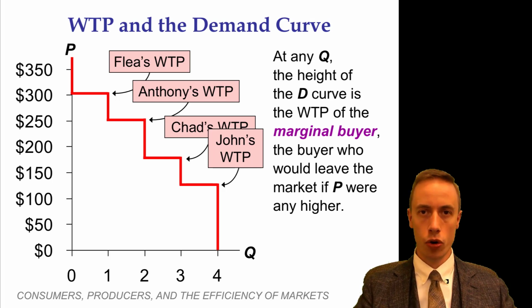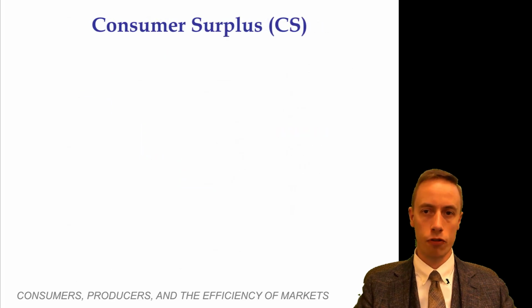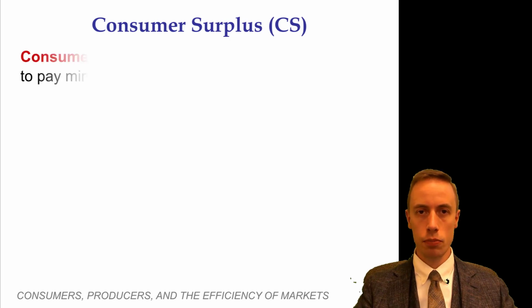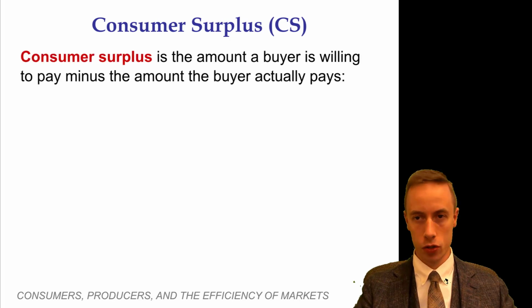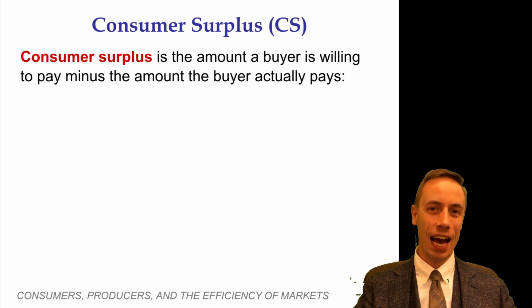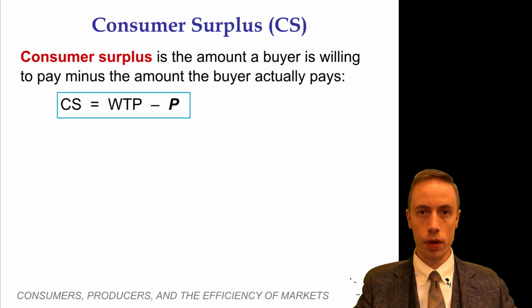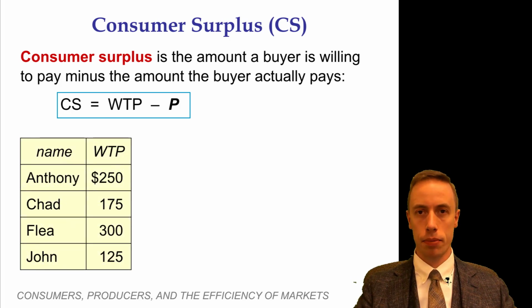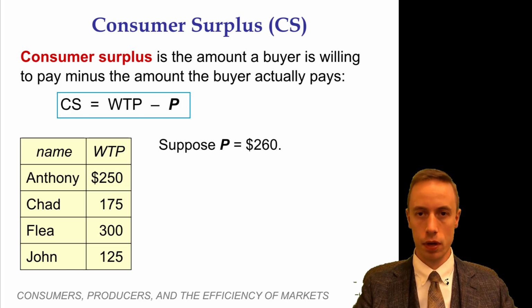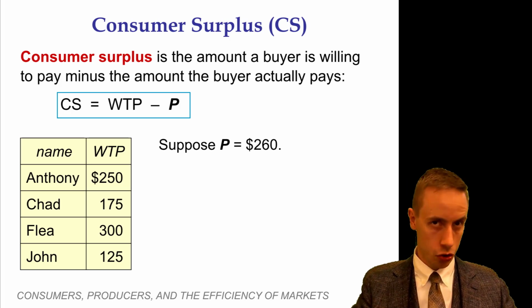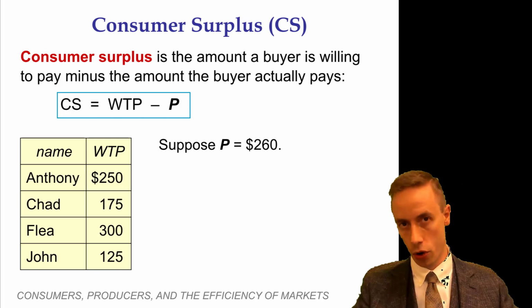Based on it, we are going to construct our concept of consumer welfare, which is called consumer surplus. The difference between what a consumer is willing to pay versus what they actually pay is consumer surplus. Or, expressed in algebraic form, it's willingness to pay minus price. Let's go back to our iPad example. So let's say this iPad is available at a price of $260. At that price, we have 1 buyer, Flea. Flea is willing to pay $300. That's what the iPad is worth to him.